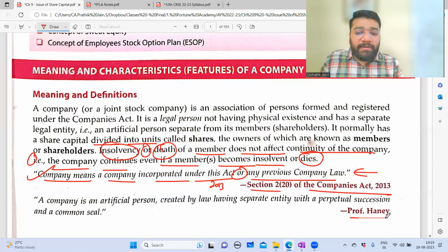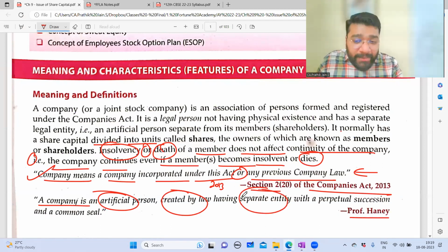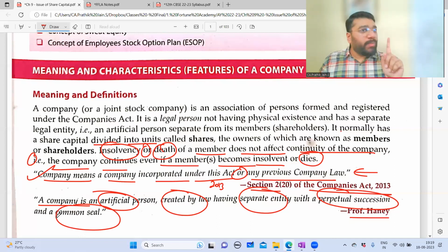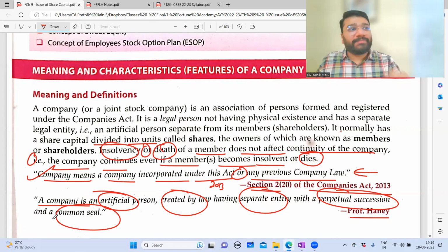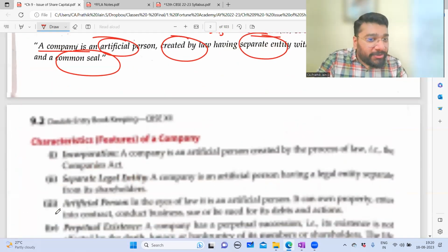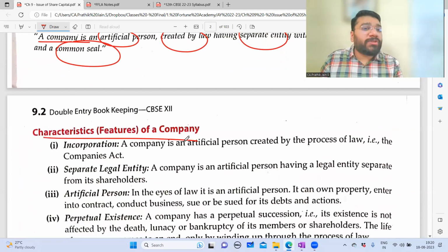The second definition was given by Professor Haney. It says that a company is an artificial person created by law, having a separate entity with perpetual succession and a common seal. Now this is one line, no? If you allow, I can talk on this one line for 1 hour, because all the points that I've circled are the characteristics and features of a company, which I'll be explaining in the upcoming pages.